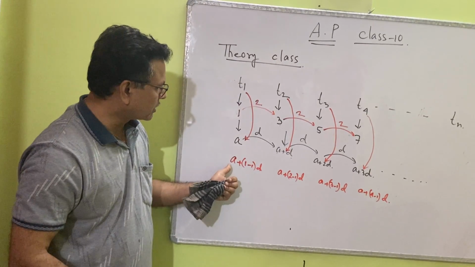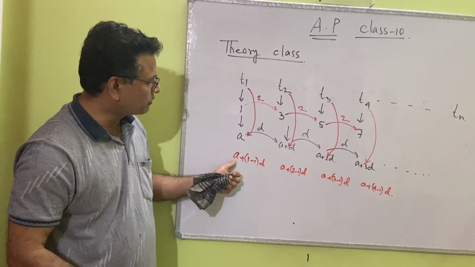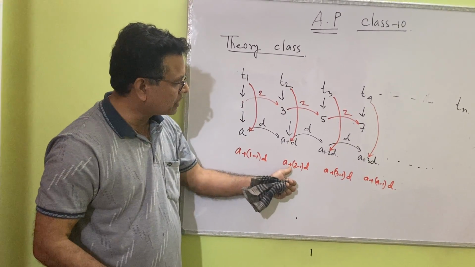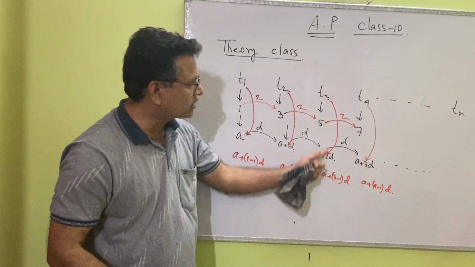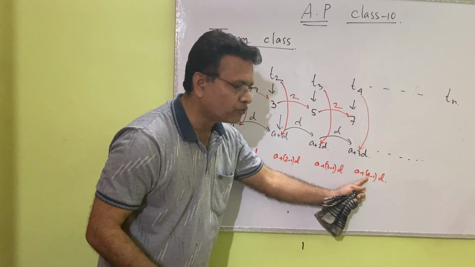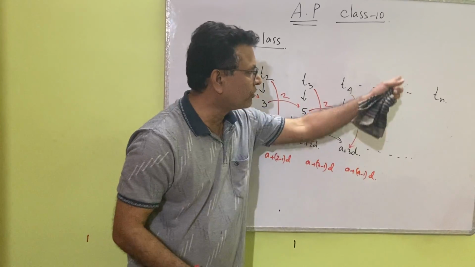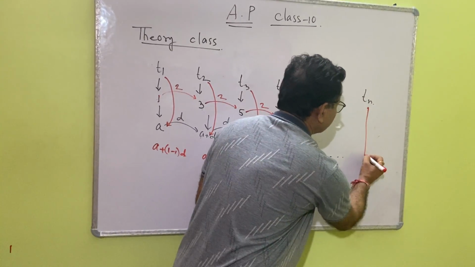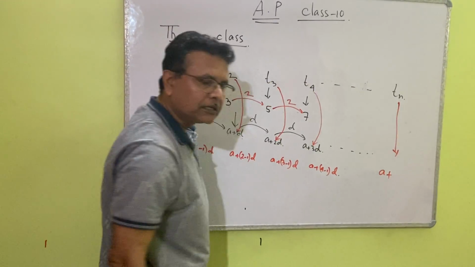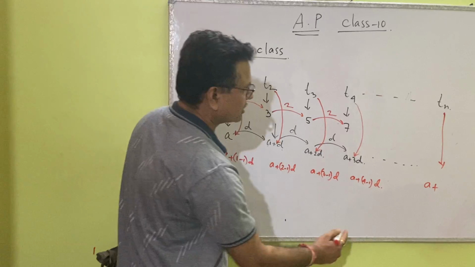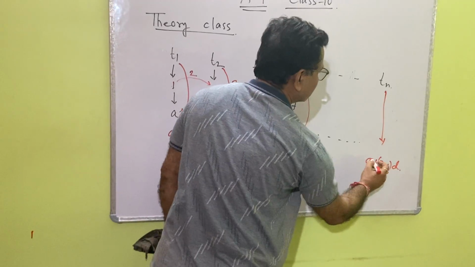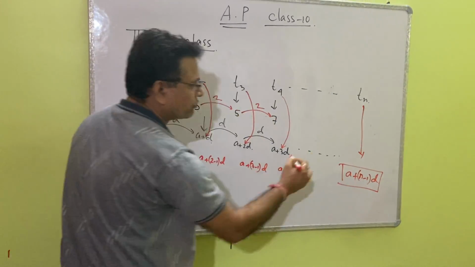So I think you can get the pattern of how it is approaching. In the first term, I am getting A plus 1 minus 1 into D. In the second term, A plus 2 minus 1 into D. In the third term, A plus 3 minus 1 into D. Fourth term, A plus 4 minus 1 into D. So very obvious, the nth term will be A plus, I think you can guess, but still I am saying, A plus n minus 1 into D. So this is my first formula.